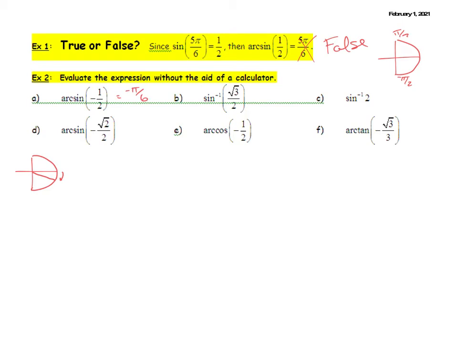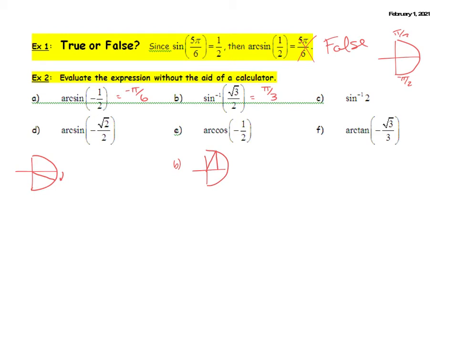B, inverse sine of radical 3 over 2. Sine's radical 3 over 2 here in the first quadrant, and we're going from negative pi over 2 to pi over 2, so that will be a pi over 3 answer.